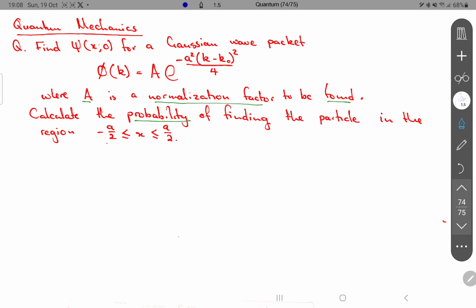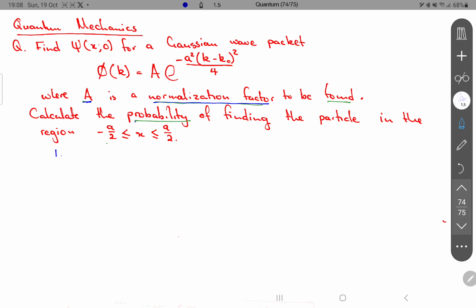The Gaussian wave function in the momentum space. In the momentum space, phi of k is equal to A e to the power negative a squared (k minus k naught) squared over 4, where A is the normalization factor. So we have to normalize that to be found. Now calculate the probability of finding the particle in this region.